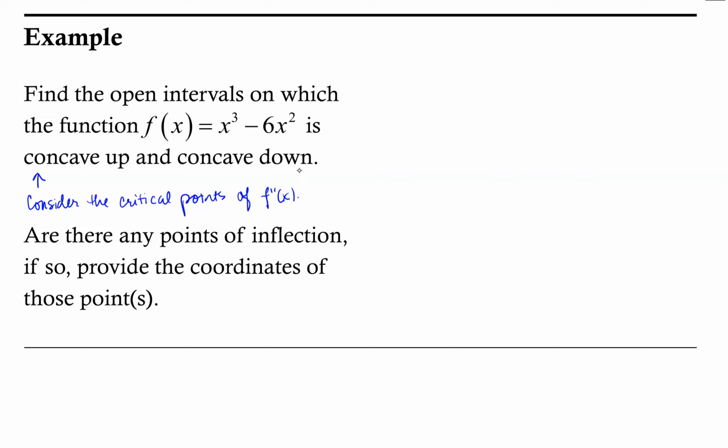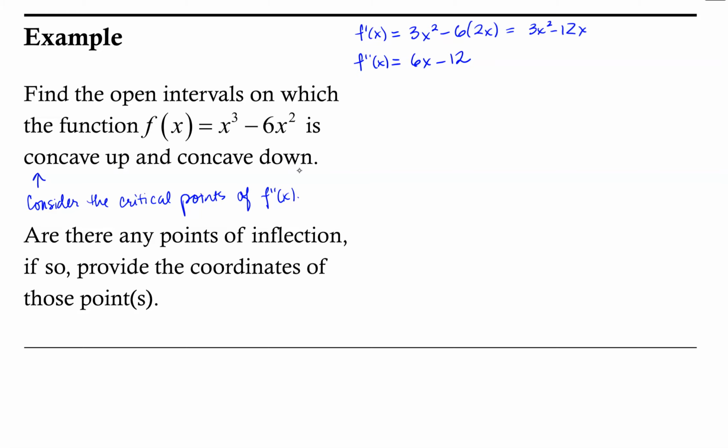So let's first find the second derivative. f prime of x is equal to 3x squared minus 6 times 2x, or more simply 3x squared minus 12x. Our second derivative is the derivative of 3x squared, which is 6x, minus the derivative of 12x, which is 12.